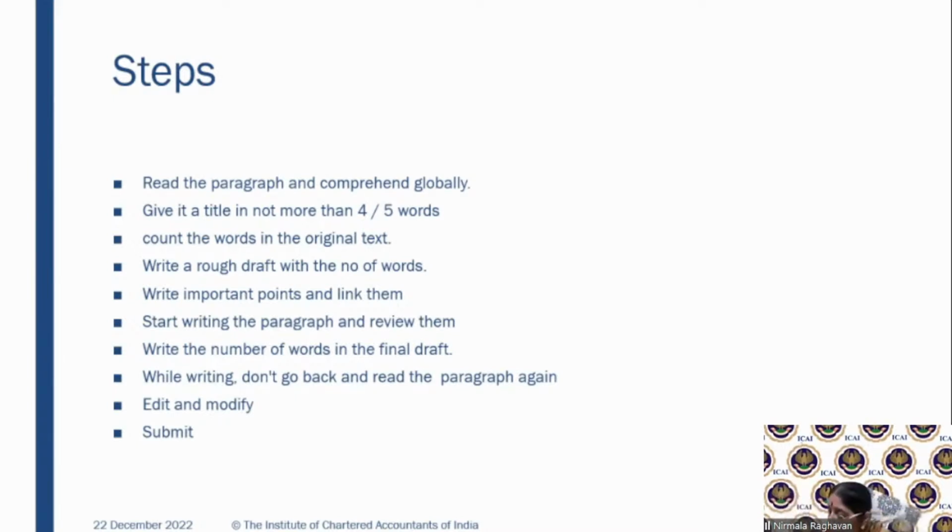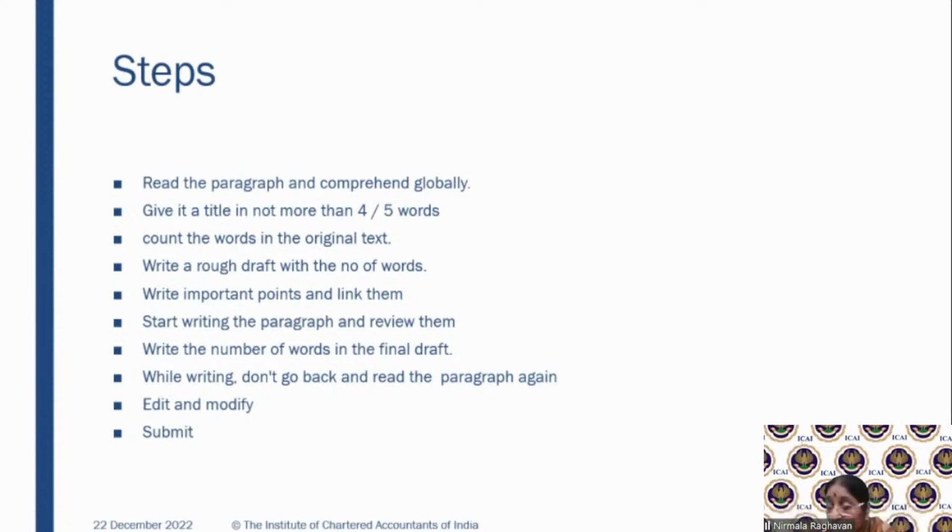So the next step is to give it a title because you will forget. Then count the number of words in the original text. That's important because you should know how many words are there. Then write a rough draft with a number of words. You don't have to worry too much about the rough draft. It can be more, it can be less too. But when you count, yes, Aryan, it's like the central idea of the paragraph. When you count, it should be at least half or less than half so that you can still tailor it for the fair draft. Write important points and link them. Start writing the paragraph and review them.